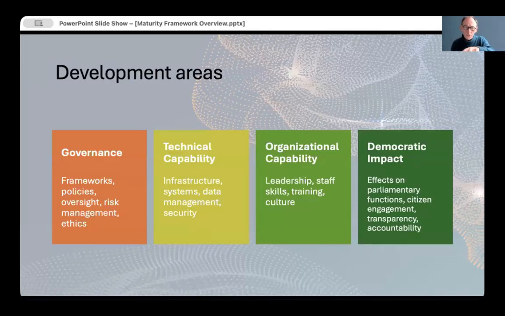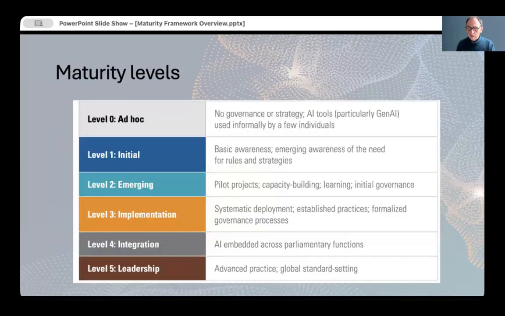And the 4th dimension, the 4th development area, is specific for parliaments, which is democratic impact. And this is really important. We want to know what effect your use of AI is having on parliamentary function, on citizen engagement, on transparency and accountability. So we ask you to look at yourselves across those four areas, and then assess yourself for each of those against a level of maturity.